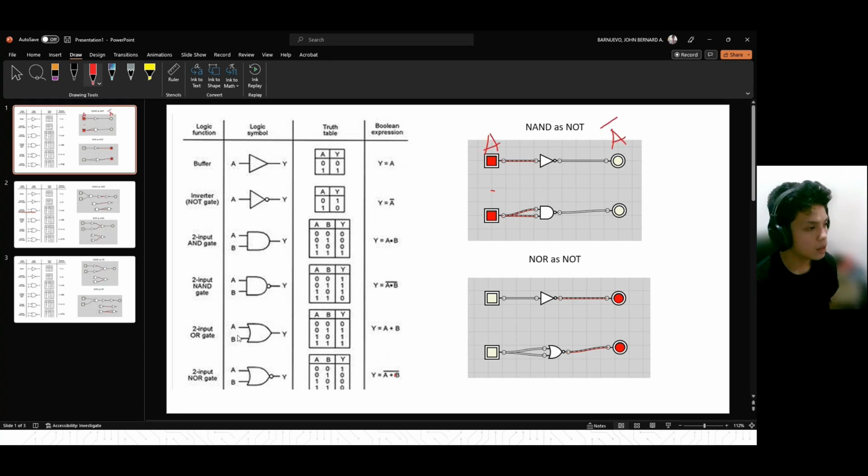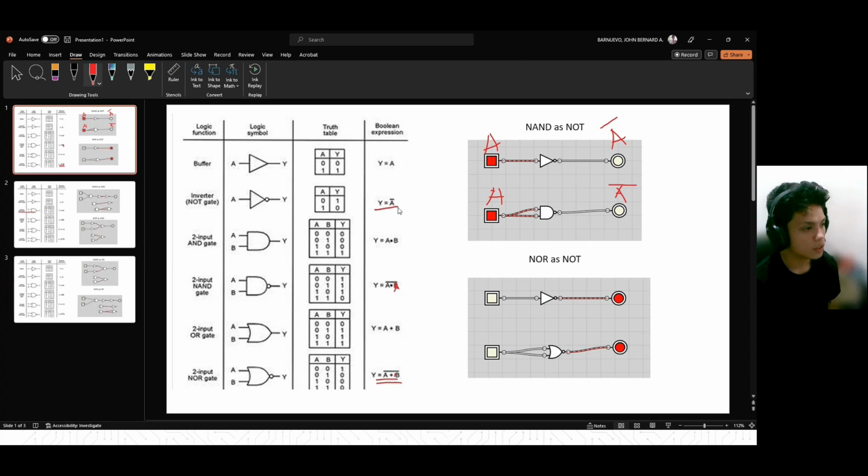So sa NAND naman, tignan naman natin yung Boolean expression ng NAND. So kung Y equals to, kung ano yung input mo is i-complement niya lang. Since same lang ang input natin dito, same din ang magiging output. Kung A ang input, A complement ang output. So dito nyo pala makikita kung parehas input ang ginamit natin, yung inverter is same lang siya sa NAND. Then sa NOR naman, tingnan naman natin yung Boolean expression ng NOR.